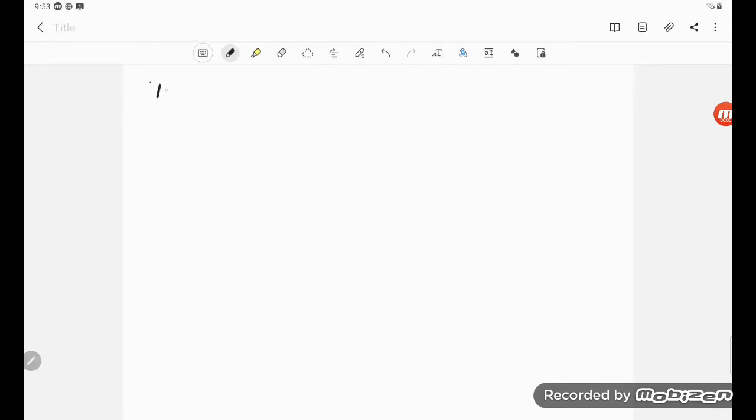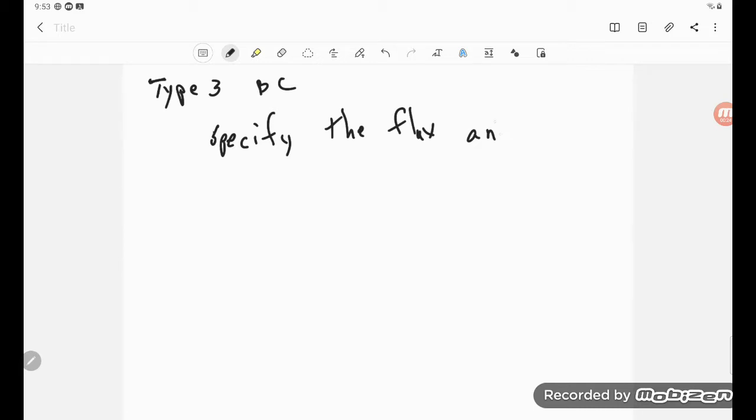This brings us to type 3 boundary conditions. And in this case, what we do is we actually specify the flux at the boundary.